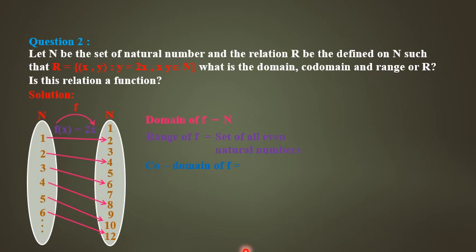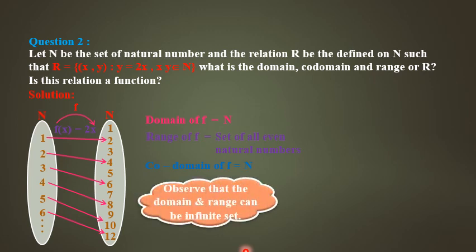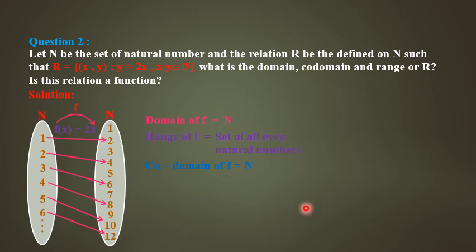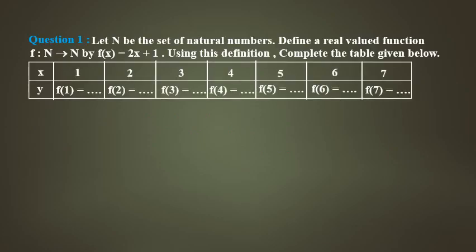So what is the codomain here? Observe that the domain and range can be infinite. And also remember that the codomain is the natural numbers, the whole set. So we take the next problem. Now let us see how generally function problems are solved.